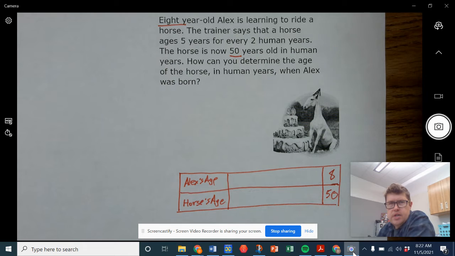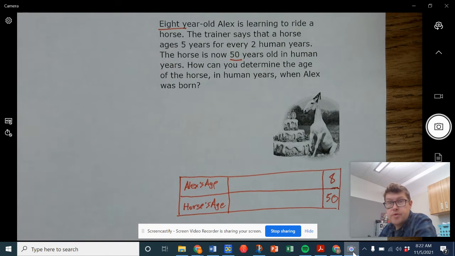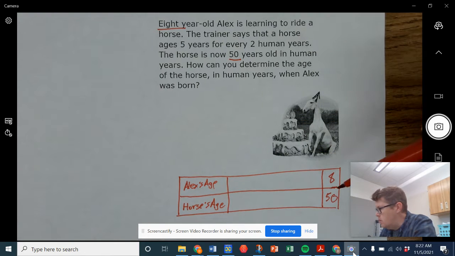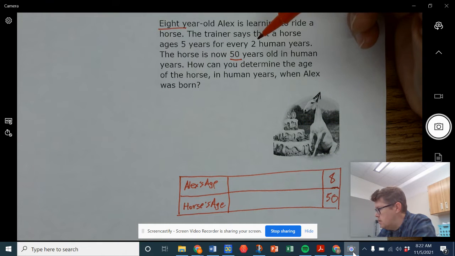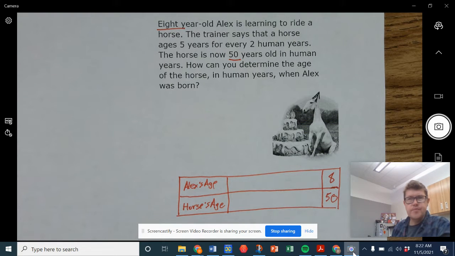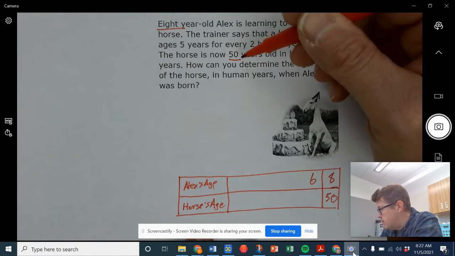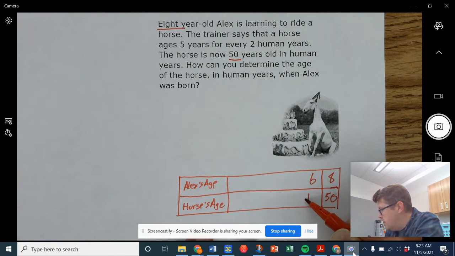So we know that a horse ages 5 years for every 2 human years. So we want to determine how old the horse was when Alex was born, right, in horse years. So since we're talking about 2 human years, we'll basically just subtract 2 here to get to 6. And as we subtract 2 here, we actually have to subtract 5 for the horse. So when Alex was 6, the horse was 45.